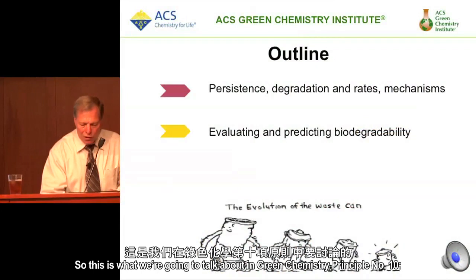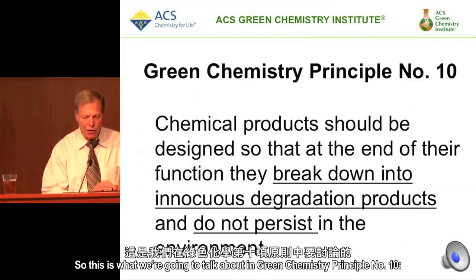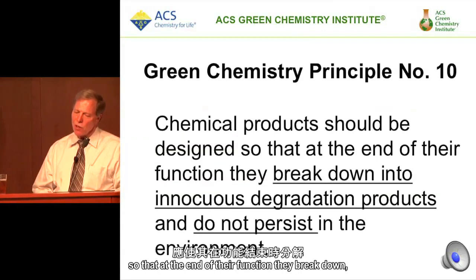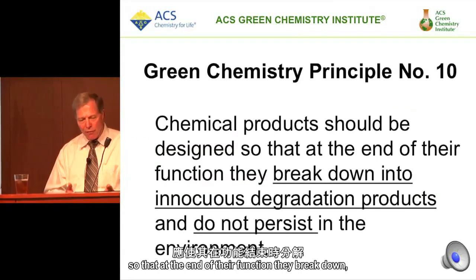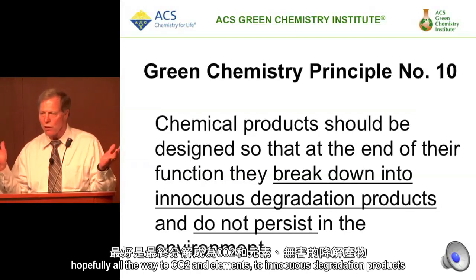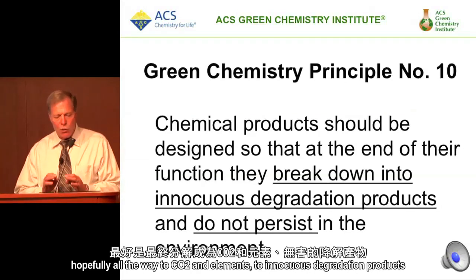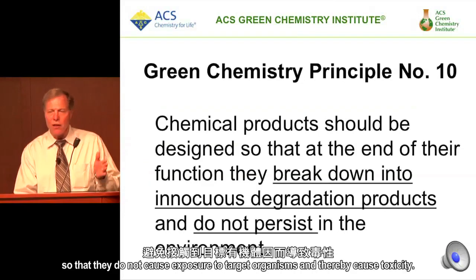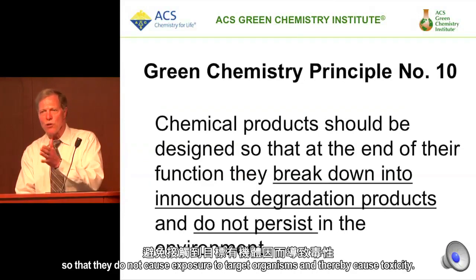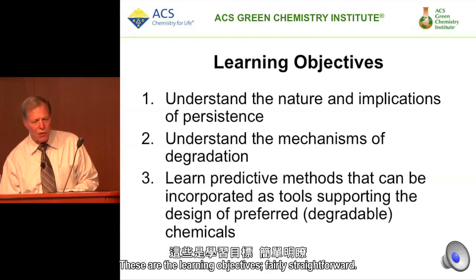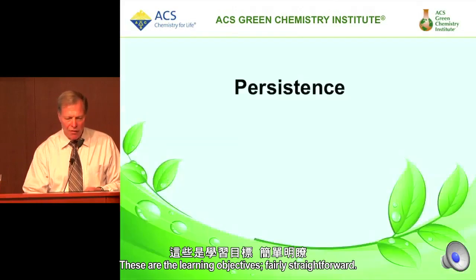All right, so this is what we're going to talk about in green chemistry principle number 10. Chemical products should be designed so that at the end of their function they break down into simpler structures, hopefully all the way to CO2 and elements, to innocuous degradation products, and do not persist in the environment, so that they do not cause exposure to target organisms and thereby cause toxicity. All right, so these are the learning objectives, fairly straightforward.